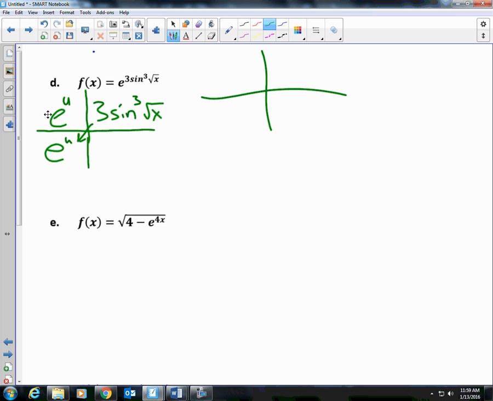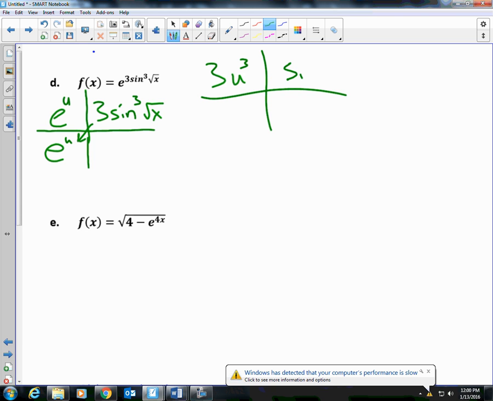All right, so 3 sine cubed of the square root of x. See if you can identify what the outside is. Very good. Close. What is it that you are cubing? You're cubing the sine of the root of x.